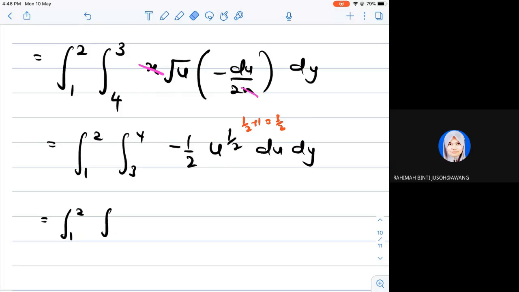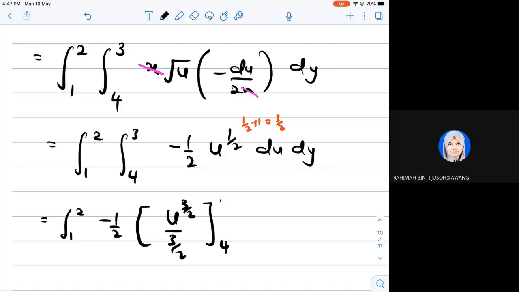Terbalik saya punya ni. 4 bawah 3 atas kan. Okay, 4, 3. Negatif 1/2. Bila you, dah tak ada dalam limit. Sorry. Dah tak ada. Negatif 1/2. Integrate u to the power of half, dia jadi u to the power of 3 over 2 over 3 over 2. So substitute 4 and 3 macam tu, dy.